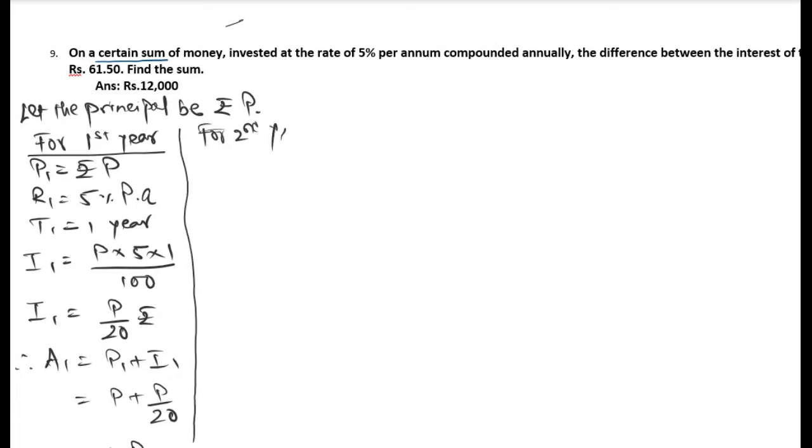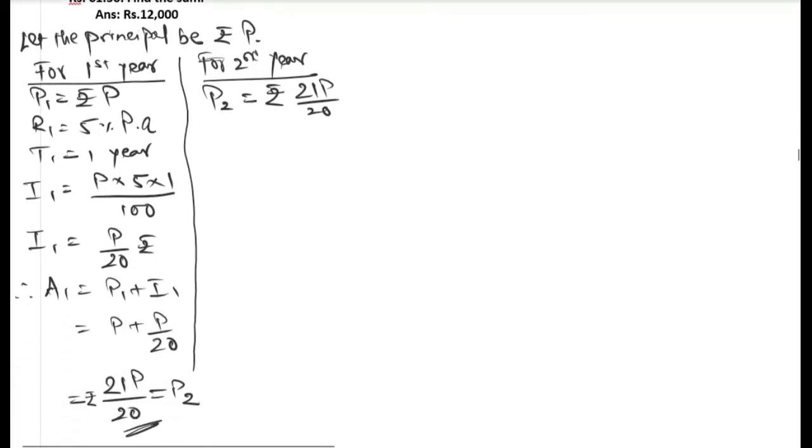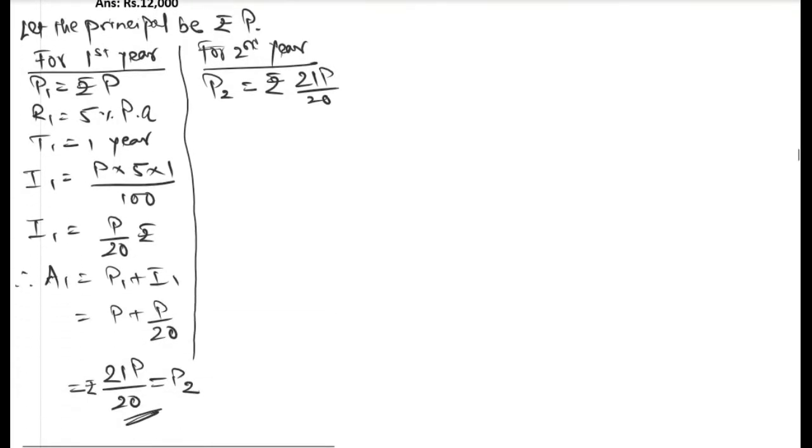For second year, P2 is equal to rupees 21P by 20, right? So the amount after 1 year will become the principal for the second year. So A1 will become P2, 21P by 20. Okay, don't lose the grip over here, because it's very important, because the calculation is not in numbers, it is in terms of P. So don't lose the grip over here.